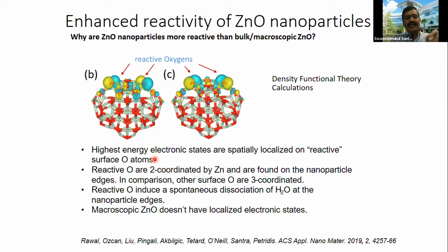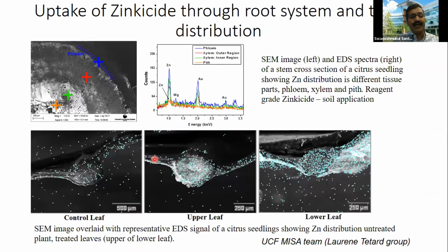So the defect in our zinc oxide nanoparticle is the oxygen vacancy, and that vacancy serves as a catalyst to even break down water molecules to produce reactive oxygen species. And that is the unique property of Zinkicide.